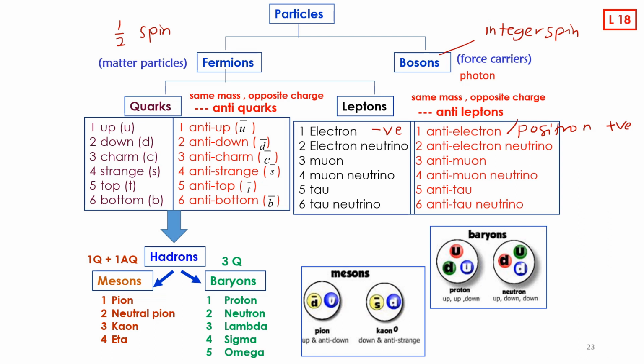Up, we have anti-up. The symbol is written like this, with an over bar. Down, anti-down. Charm, anti-charm. Strange, anti-strange, and so on. It's not only restricted to the electron. For the electron neutrino, we have the antiparticle, the anti-electron neutrino. The muon has the anti-muon. The muon neutrino has the anti-muon neutrino as its antiparticle.